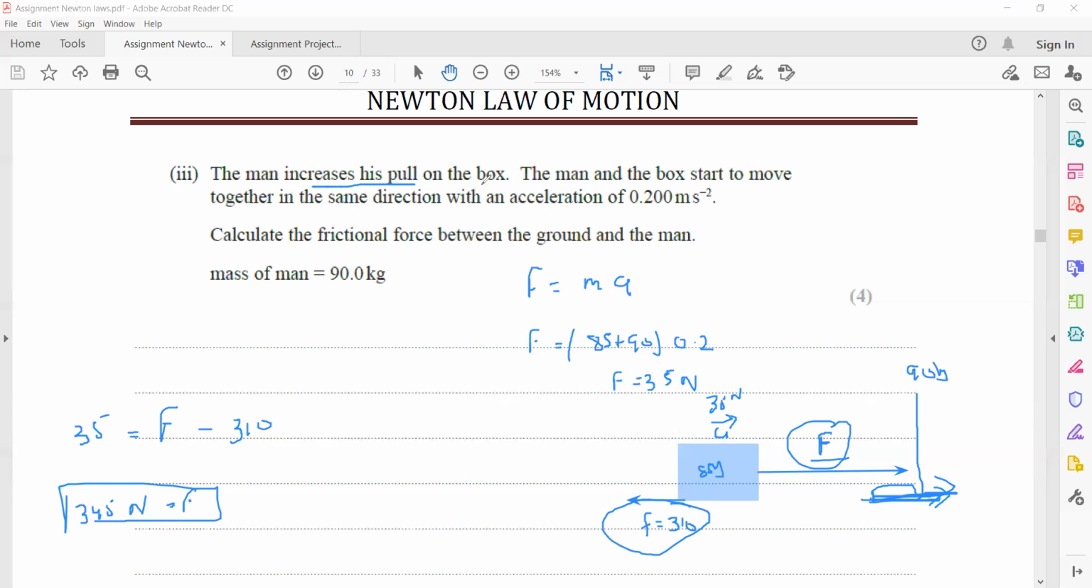Because the man increases his pull on the box, the man and the box start to move together in the same direction. We have to calculate the frictional force between the ground and the man. That will be higher as compared to the frictional force between the box and the ground. That is why the box is accelerating. Is it clear, this part?